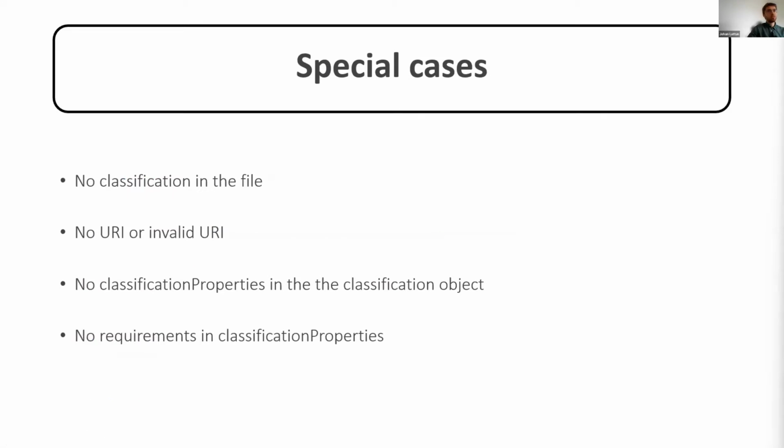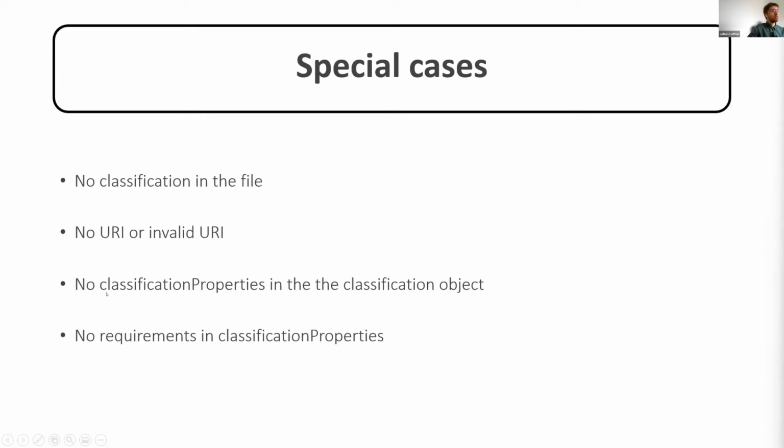There are special cases, though, that you can encounter when using the validation service. First, you can have no classification in the file. That means there are no IfcClassificationReference instances or IfcClassification, and no relations regarding the classifications. You can also encounter the case where you have no URI in the location attribute of your IfcClassificationReference, or you have an invalid URI that is not recognized by the bSDD API.